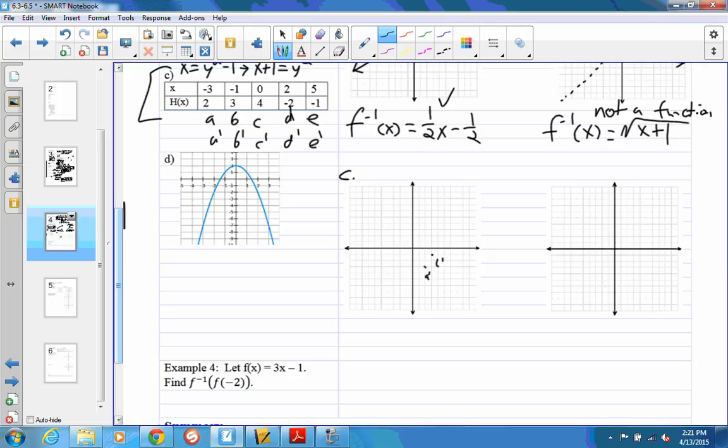C prime is not 0, 4. It's 4, 0. Let's say that's C prime. D isn't 2, -2. It's -2, 2. What in the world, guys? What's that going over there? Right? No, it's right though. I know it's weird. And then E isn't 5, -1. It's -1, 5. So connect the dots.